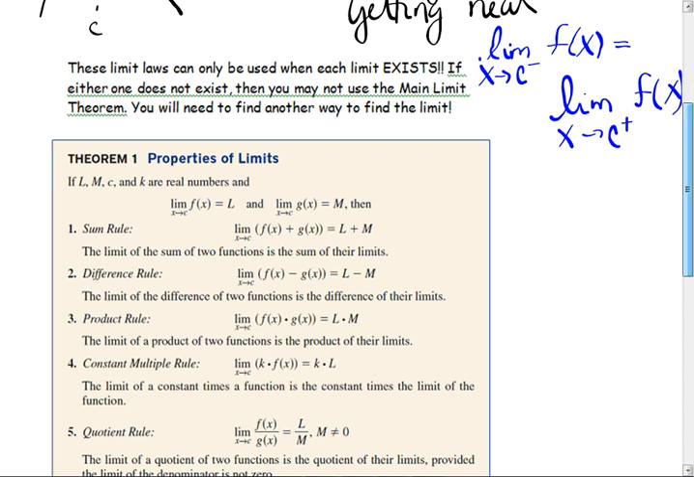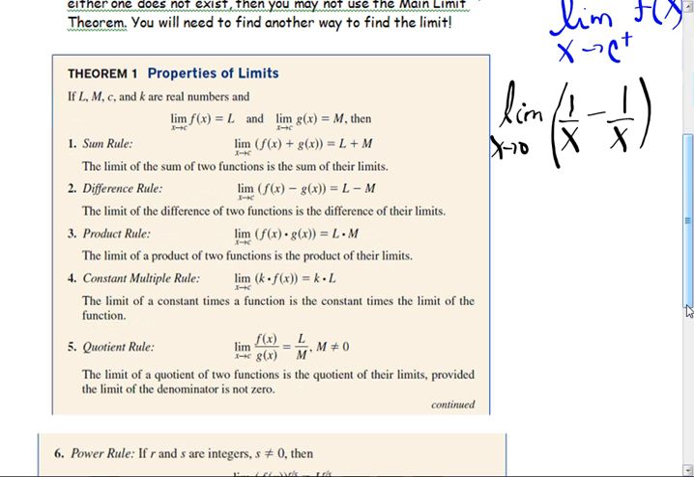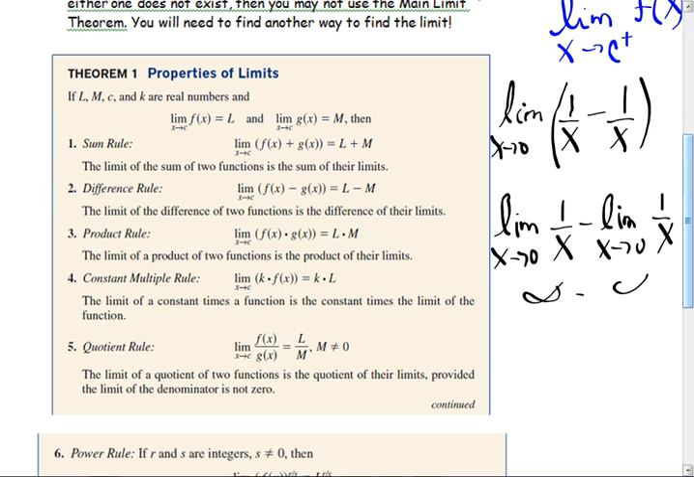Let me give you a quick example. What if I wanted the limit of 1 over x minus 1 over x as x goes to 0? I wouldn't want to distribute that, because what is that the limit of? It's 0. So the answer is 0. Can you distribute it and say it's the limit as x approaches 0 of 1 over x minus the limit as x approaches 0 of 1 over x? No, because this is infinity minus infinity, and I don't know what that is.